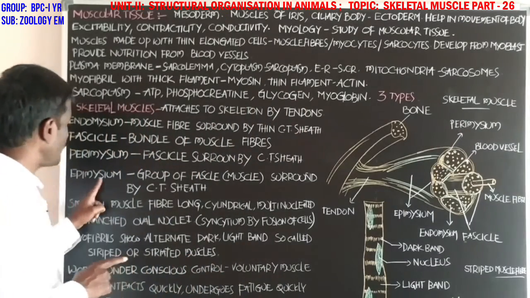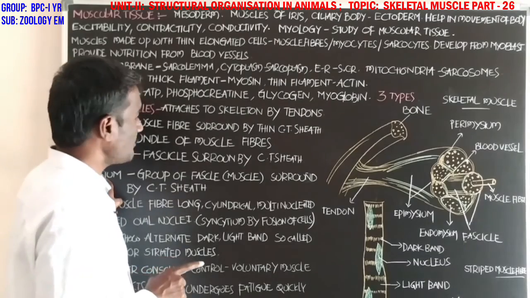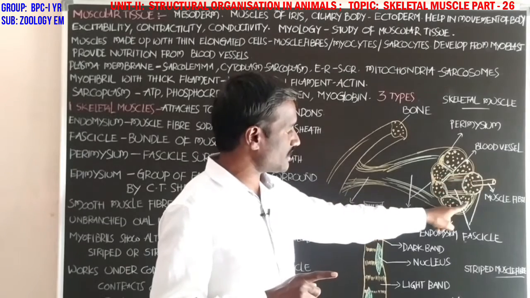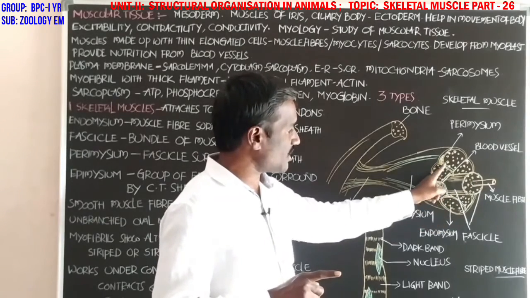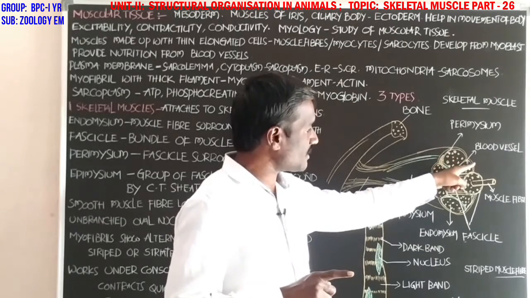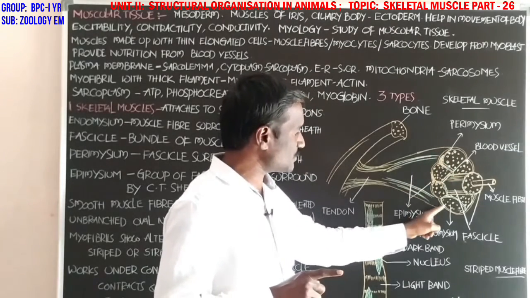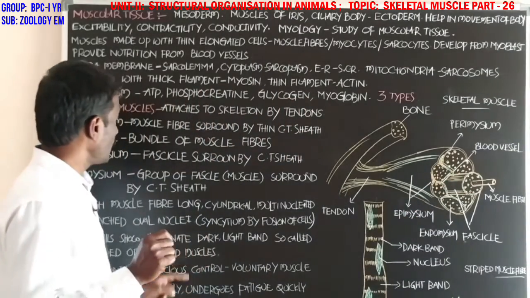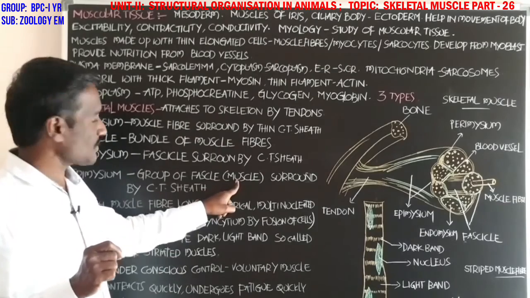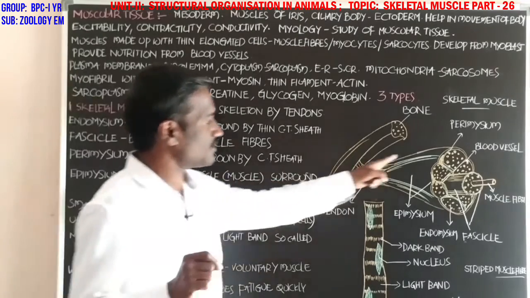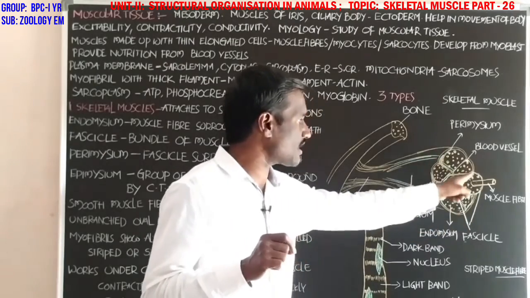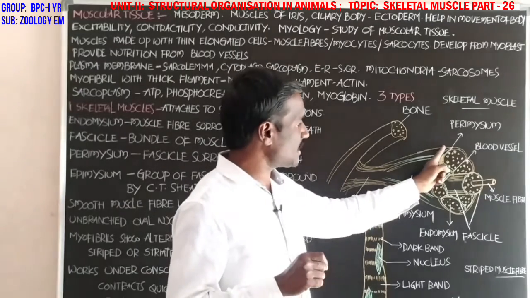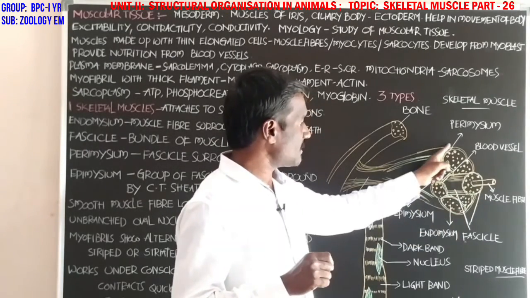Next, the epimysium. Student, group of the fascicles. This is the group of the fascicles. Entire group of the fascicles, that forms the muscle, is surrounded with the connective tissue sheath called epimysium. Okay, totally it is the epimysium.